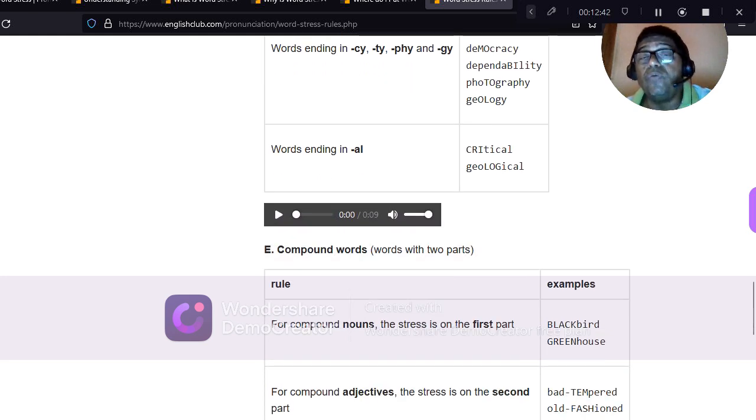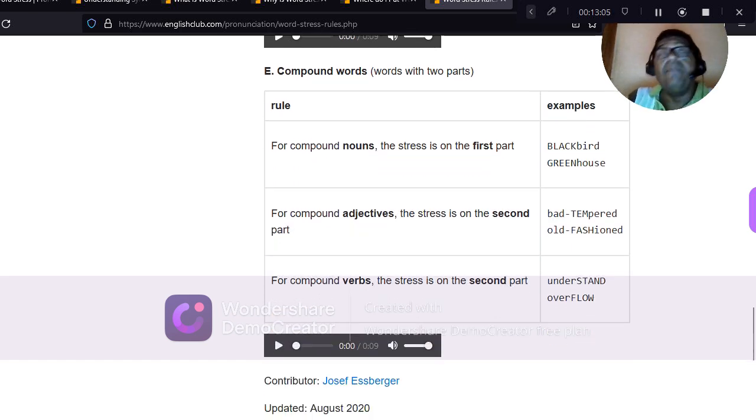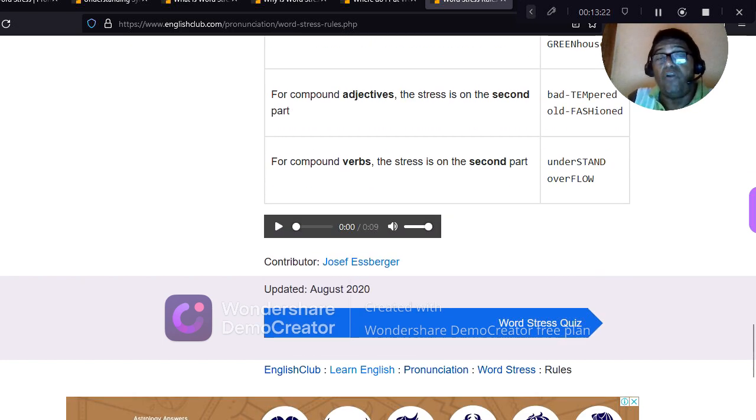Compound words, words with two parts. For compound nouns, the stress is on the first part. For example, blackbird. We don't say blackbird, we say blackbird. Greenhouse, we say green. We stress the first syllable, green, and then house. For compound adjectives, the stress is on the second part: bad-tempered, old-fashioned. For compound verbs, the stress is on the second part: understand, overflow. Okay?